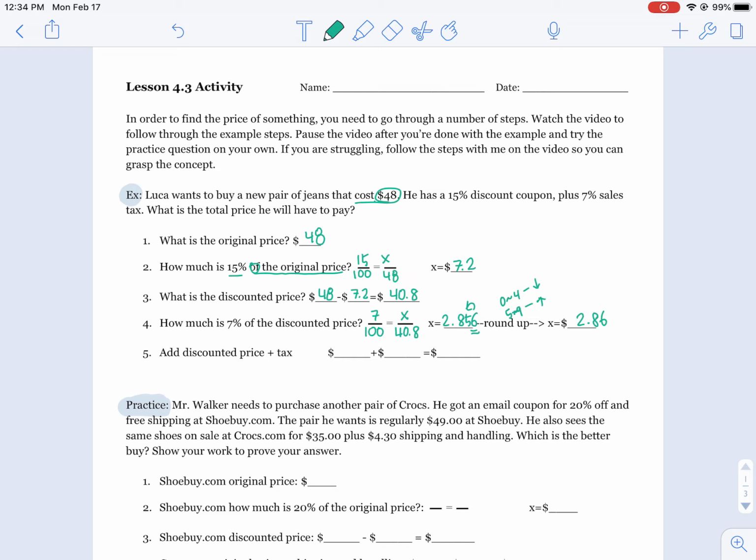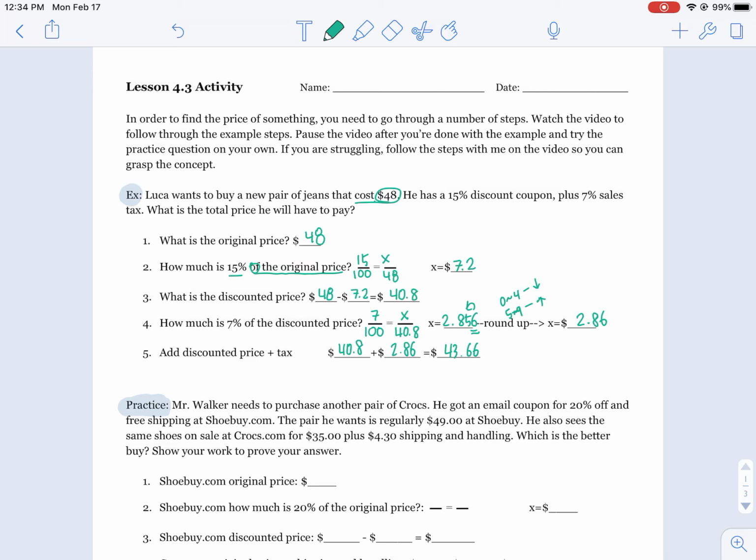Now, the final step is to add the discounted price and the sales tax. And when you add 40.8 plus 2.86, it's going to give you the answer of 43.66. So $43.66.